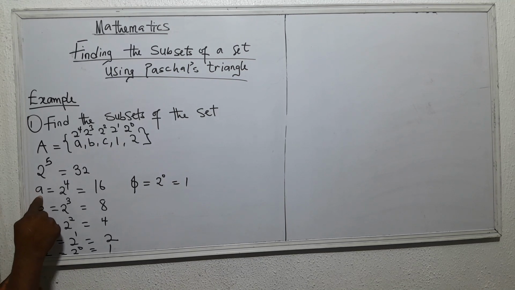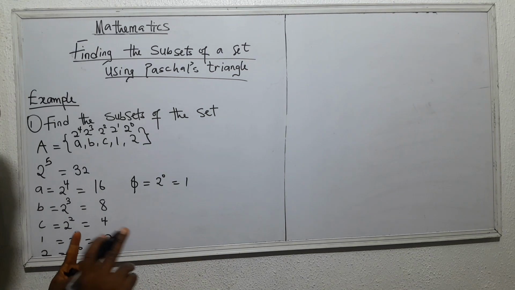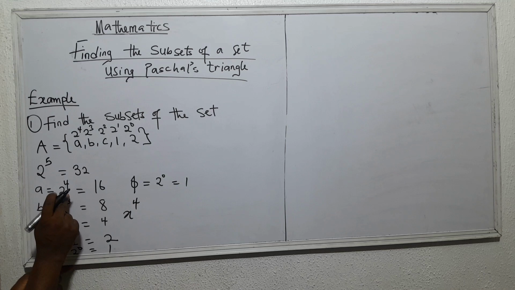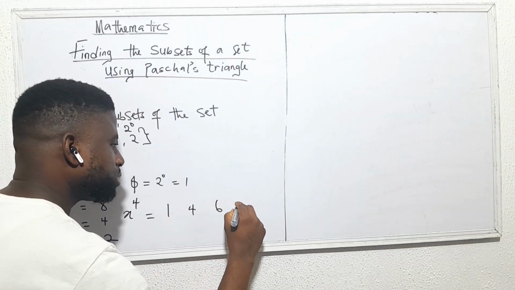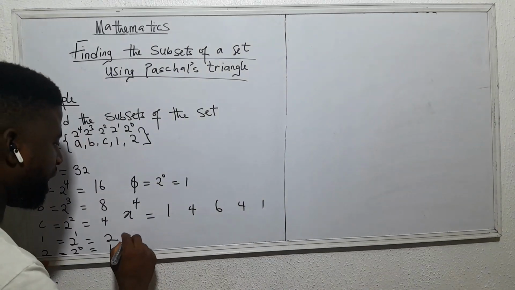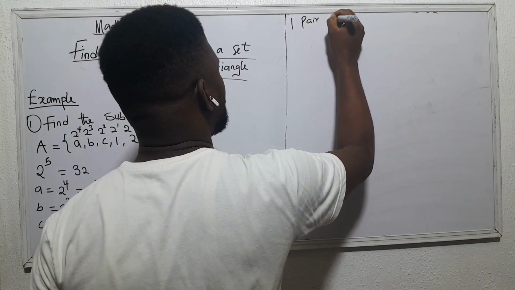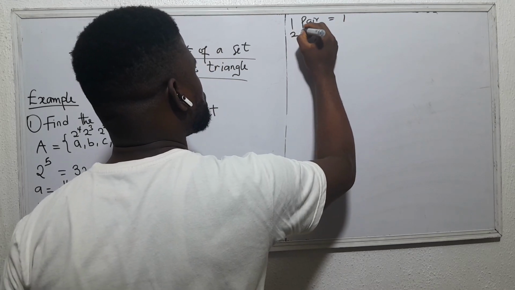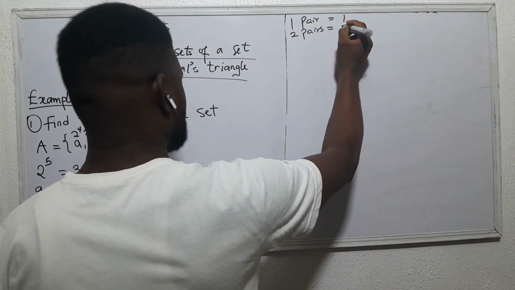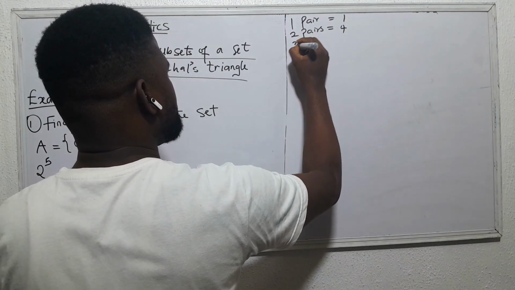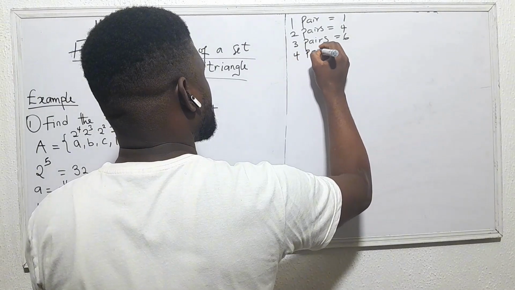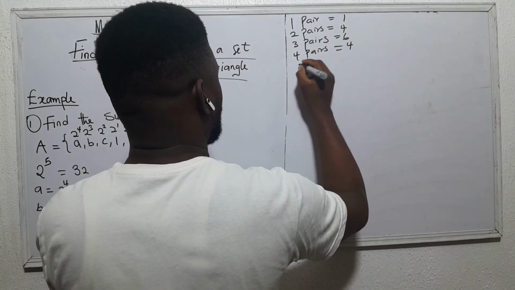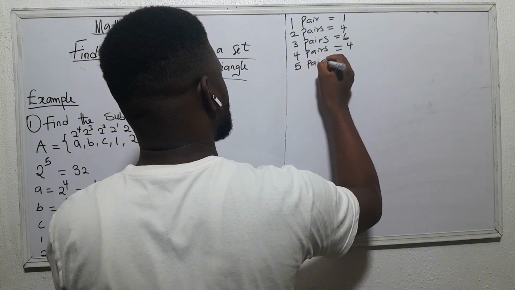To map element A, which is the first element, 2 raised to the power 4, we use the Pascal triangle x raised to the power 4, which is equal to what? 1, 4, 6, 4, 1. Which means we have 1 pair will give us 1 number of subsets. 2 pairs will give us 4. The next one is 3 pairs, which gives 6. 4 pairs gives 4. And of course, we have 5 pairs, which is equal to what? 1.